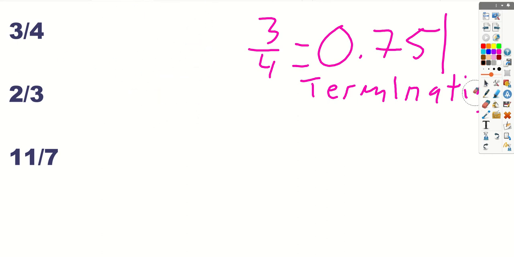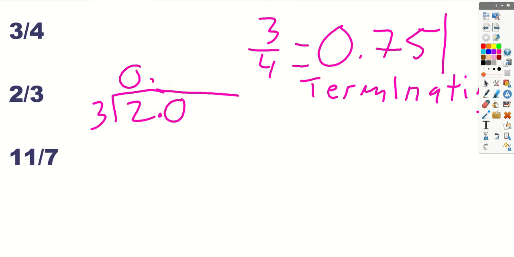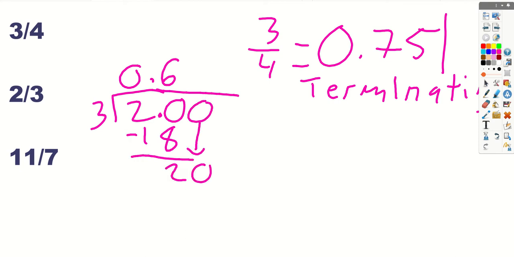So for our next one, our numerator goes inside the dividing house. Our denominator goes on the outside. 3 goes into 2 0 times. Add our decimal. 3 goes into 20 6 times, giving us 18. We subtract, we get 2. Add a 0. 3 goes into 20 6 times, so minus 18.